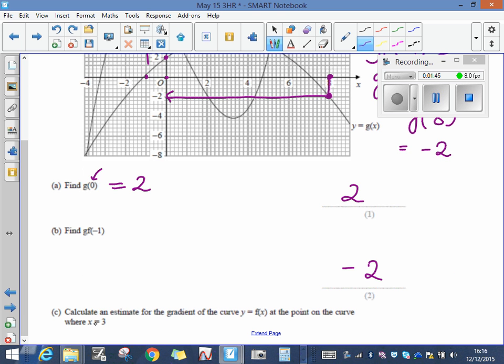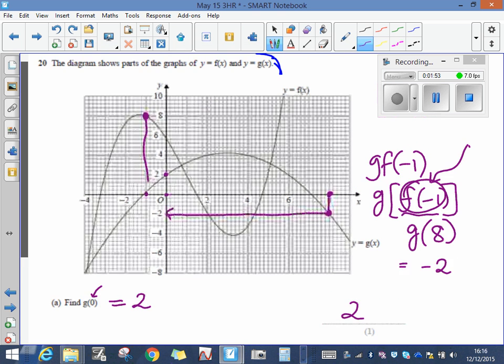The question then asks us to calculate an estimate for the gradient of the curve y equals f of x at the point where x is 3. So first of all, let's get the right curve. Now y equals f of x is this one. At the point where x is 3, well, that's halfway between 2 and 4, so that's at this point here. So on the graph, we are talking about this point here.